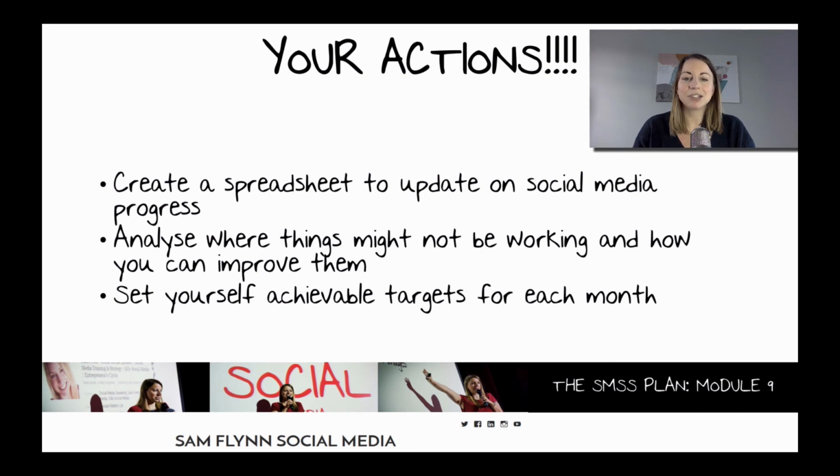And I want you to set yourself achievable targets for each month to measure against. So if, for example, you see a drop in Twitter followers, then set yourself the target to, right, well, this month we're going to aim to add 50 new Twitter followers on. Because you can see, we've experienced a drop, let's see how we can improve going forward.